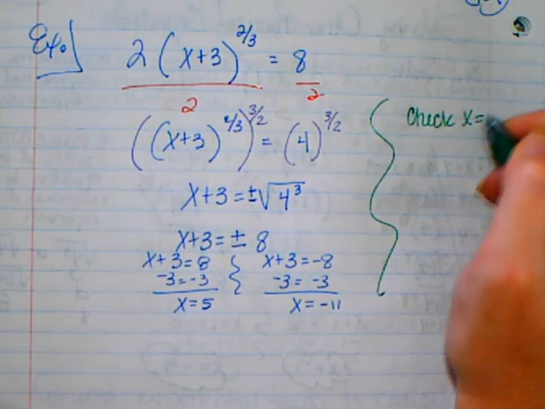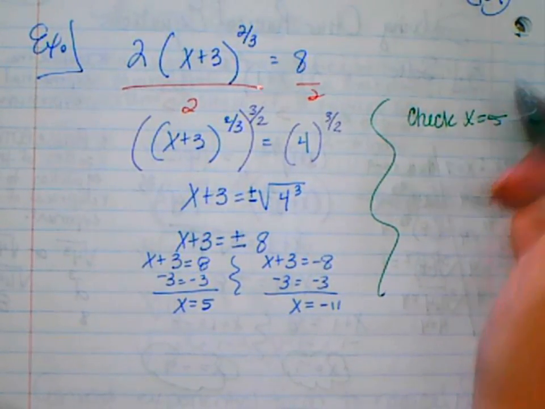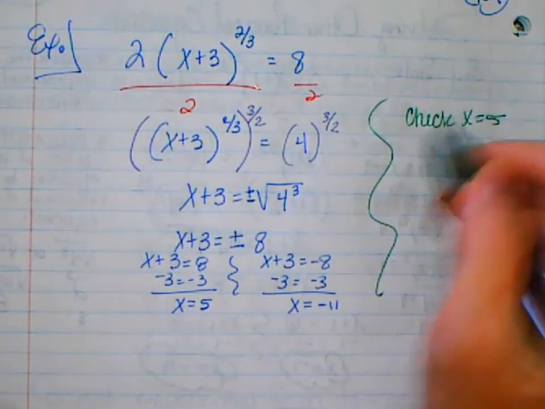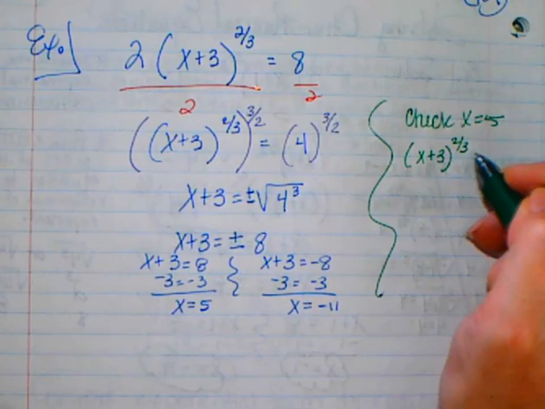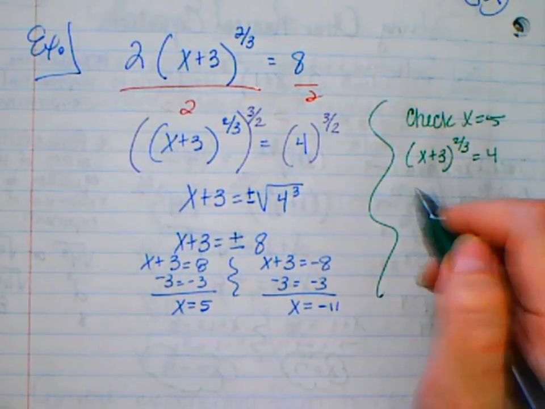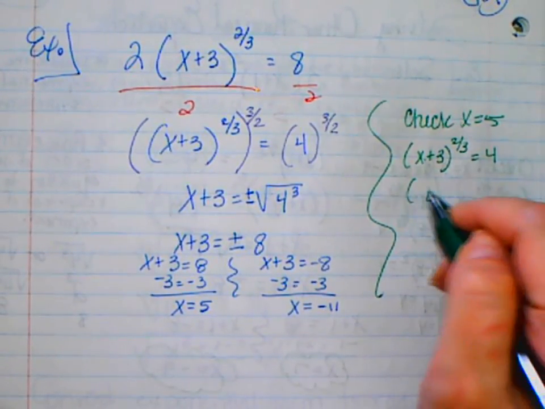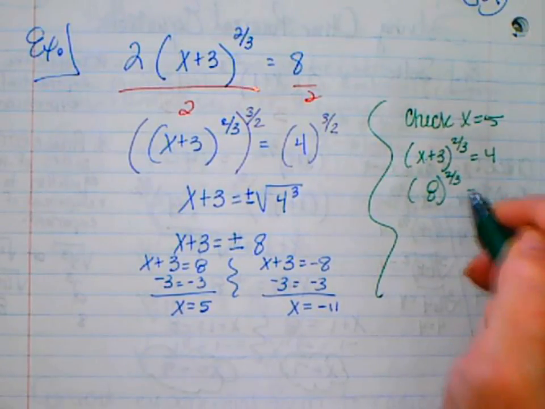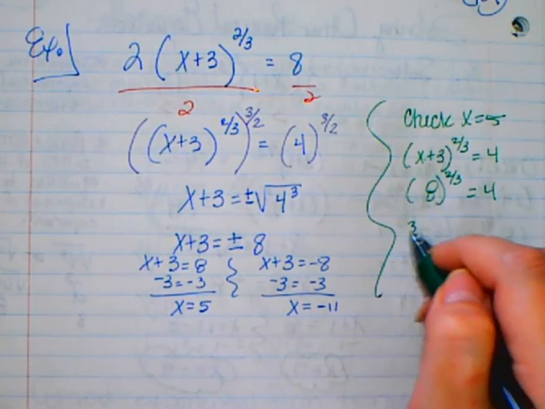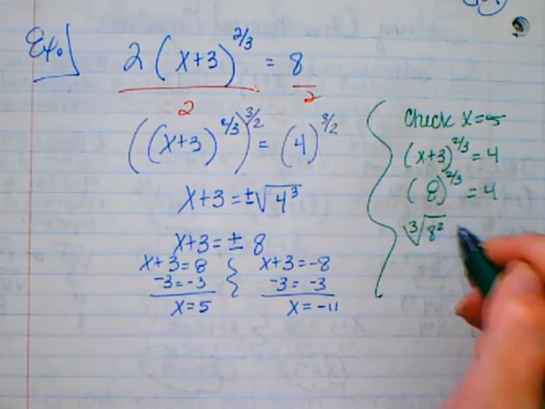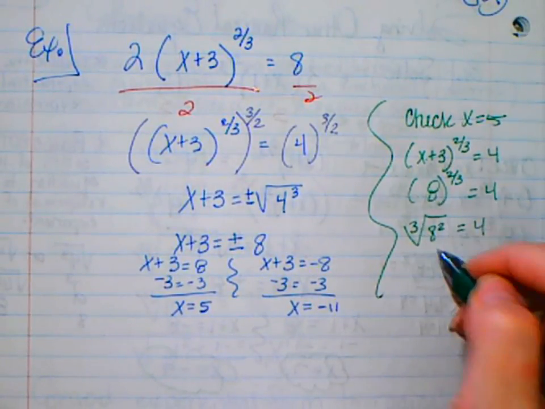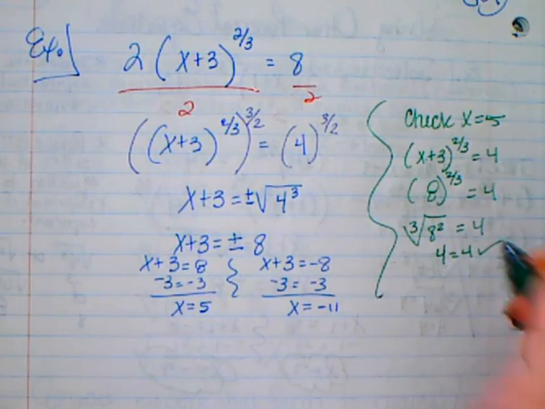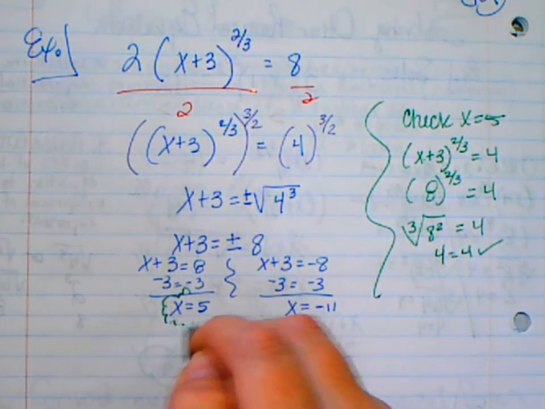I'm going to check 5 first, and I will plug it into the equation once I divided both sides by 2 and got x plus 3 to the 2/3 equals 4. So that would be 5 plus 3 is 8 to the 2/3, which is the cubed root of 8 squared. Cubed root of 8 is 2. 2 squared is 4. 4 equals 4. True. So 5 is the solution.